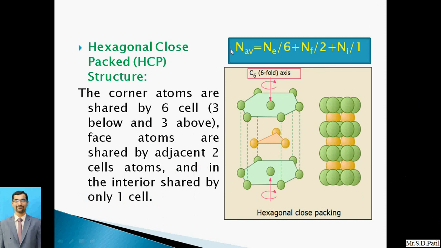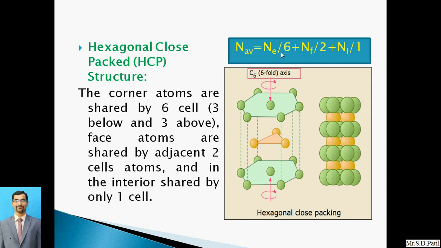The only slight change in the formula is that NAV is equal to NC upon 6. Only this particular term is changed. Instead of 8, it is 6, because in the cubic structure 8 corners are there, and for the hexagonal it will be 6 corners, because that atom is shared by the 6 cells, that's why.